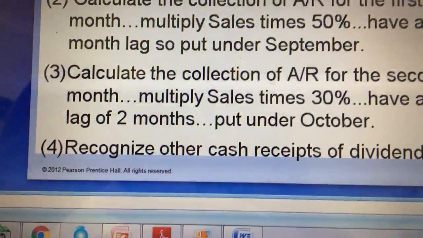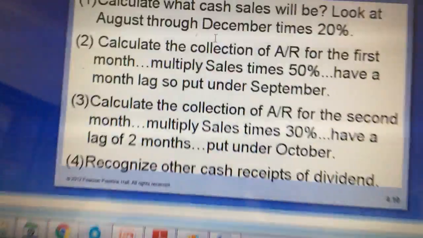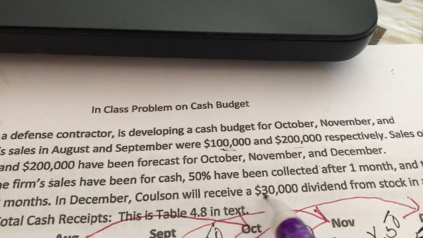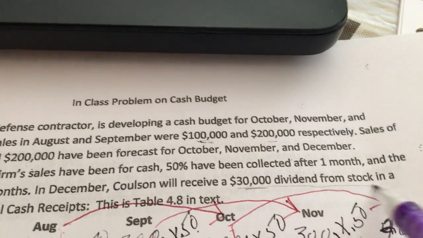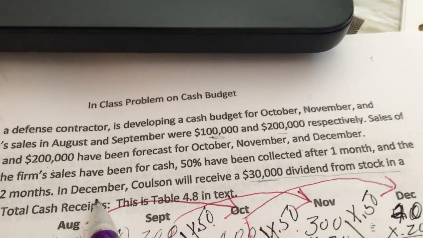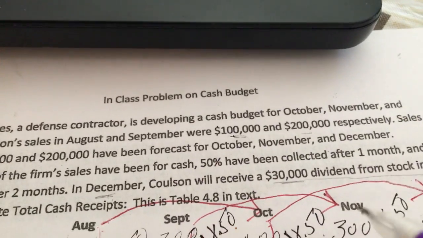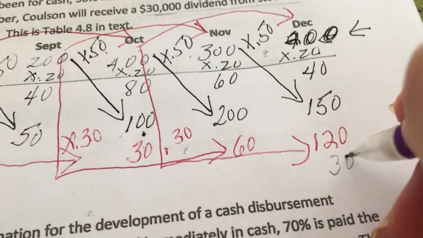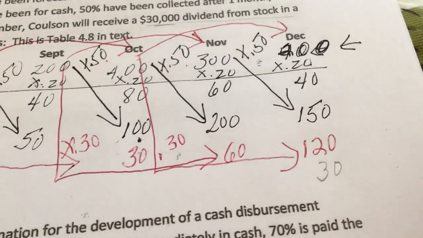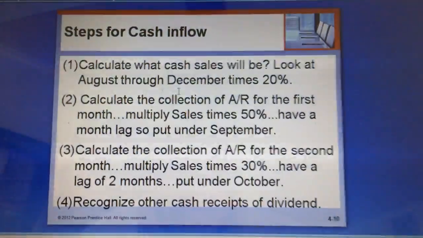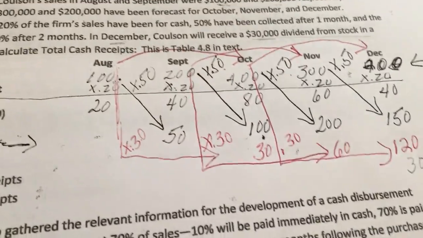The last one, recognize the cash dividend. So that's the 4th thing. Let's look at the cash dividend or any other interest. They'll receive a $30,000 dividend from stock in what month? December. December 30,000. So come under the month of December, put down 30, because we've truncated it. Now, according to our slide here, we've taken care of all of the inflows, everything that we're planning to get in. So let's total this up.